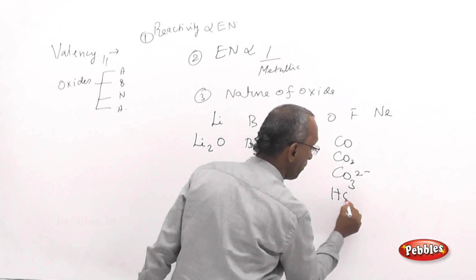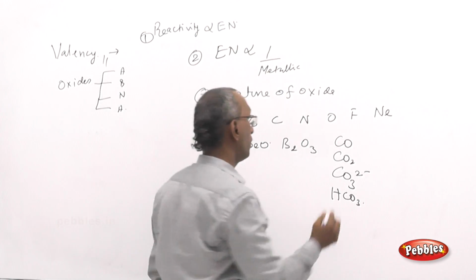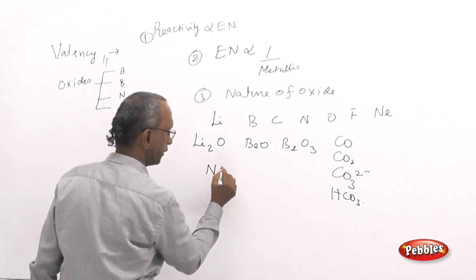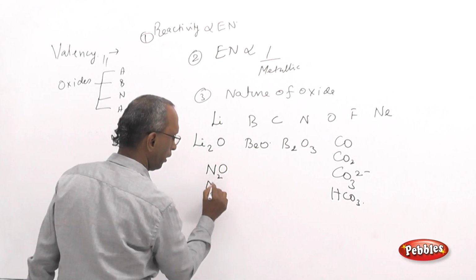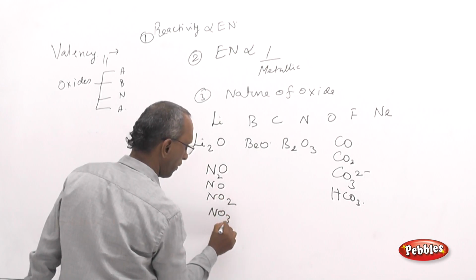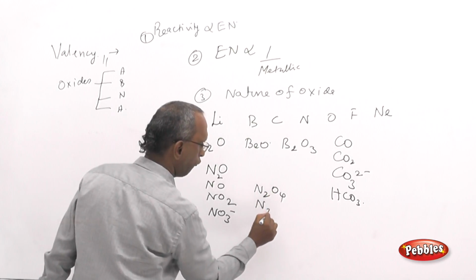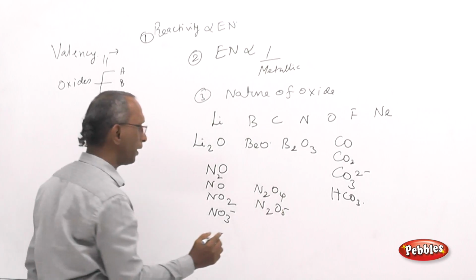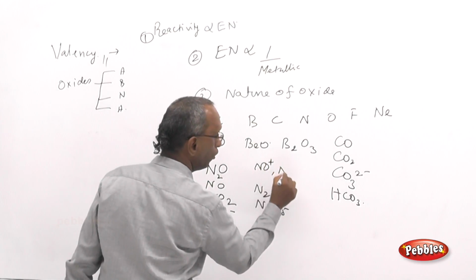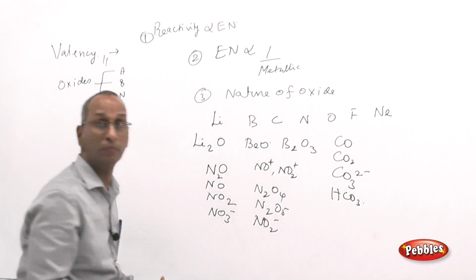Bicarbonate is stable, sodium bicarbonate. Different types of compounds it forms. All these are next nitrogen oxides, a variety of nitrogen oxides: N2O, NO, NO2, NO3 minus, N2O4, N2O5. Even in organic compounds, this NO plus is there and NO2 plus is there. NO2 minus is also there.